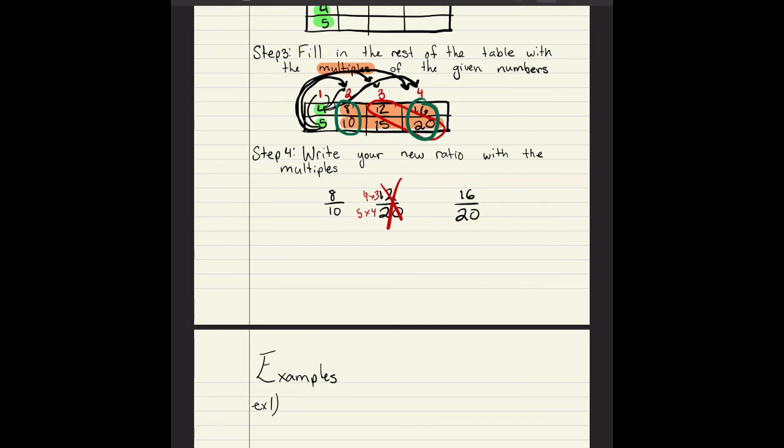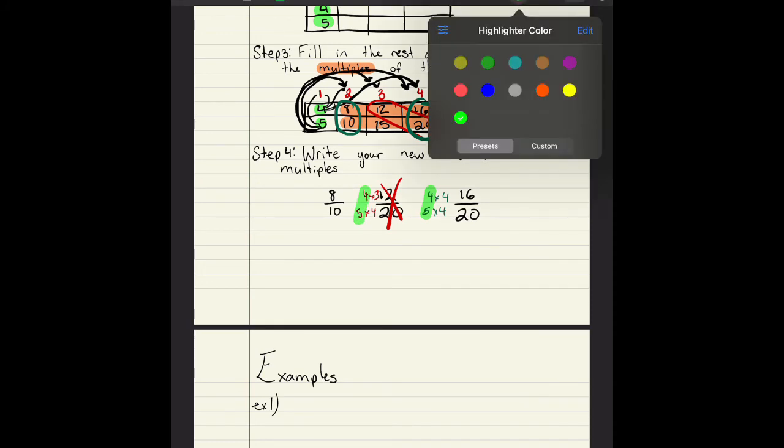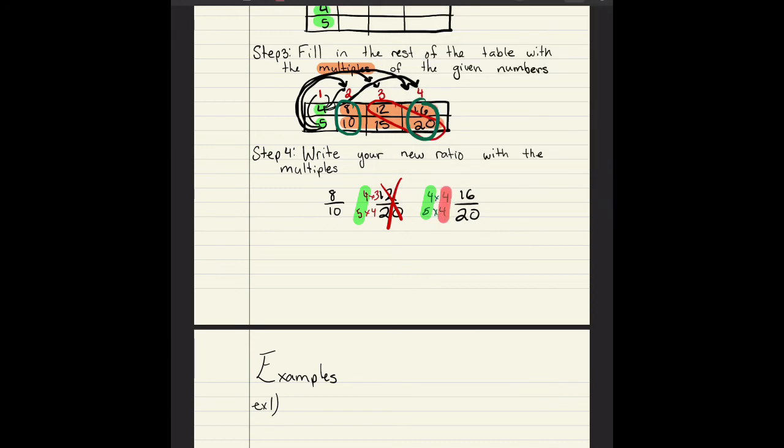Because you multiply 4 by 4 to get 16 and, not 4, 5 by 4. So here our given numbers are 4 and 5. And then the multiples are 4 and 4.